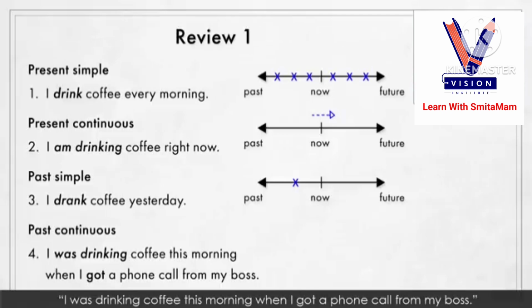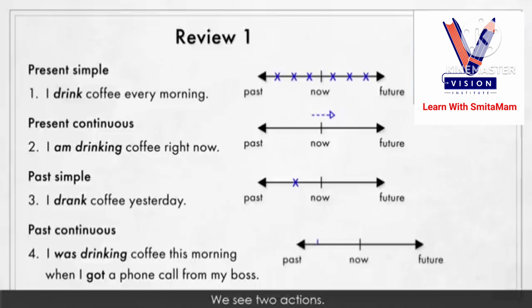And in the last sentence, I was drinking coffee this morning when I got a phone call from my boss. The first one is an unfinished continuous action. I was drinking coffee, that is a past continuous form. And in the middle of that, something happened. I got a phone call from my boss, that is a past simple tense form. So my boss said, we need you at the office. It's important, get here right now. And I had to throw out my coffee and rush to work.